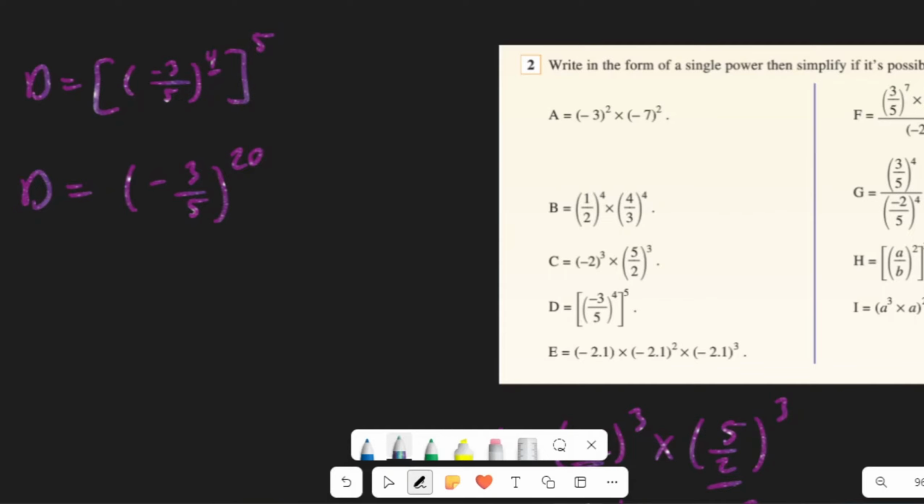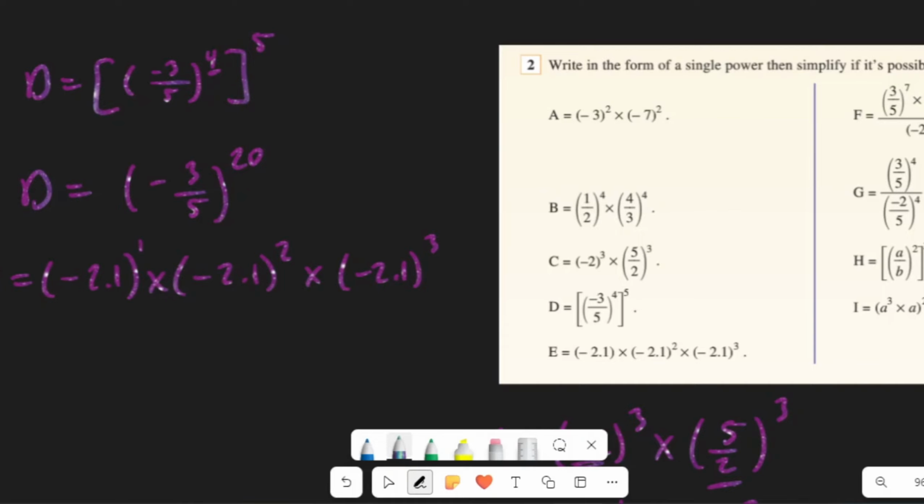Moving on to part E, where we have negative 2.1 multiplied by negative 2.1 squared multiplied by negative 2.1 to the power of 3. The first thing we need to look at is the base. So it's negative for all the numbers. Now let's look at the exponent. So for the first one, it's 1. 1 is an odd number. Therefore, we know that negative 2.1 is going to stay negative.